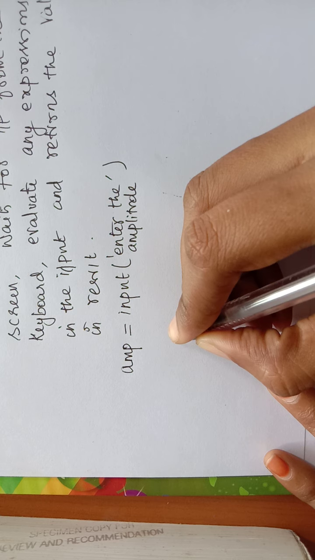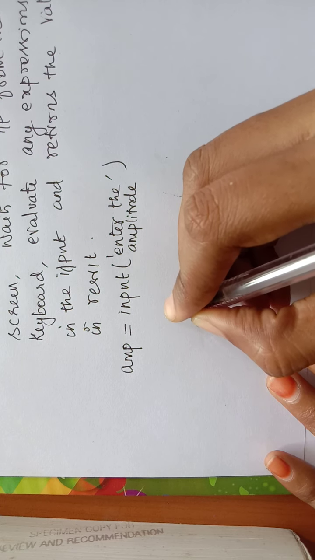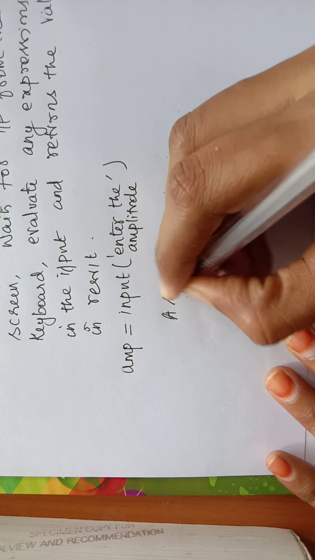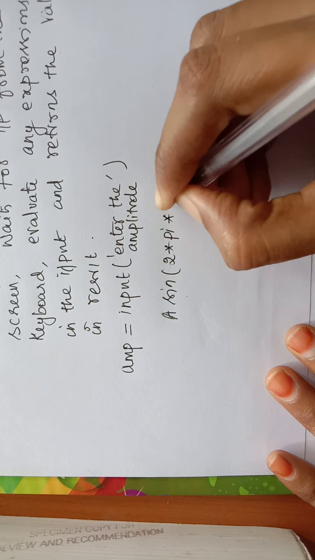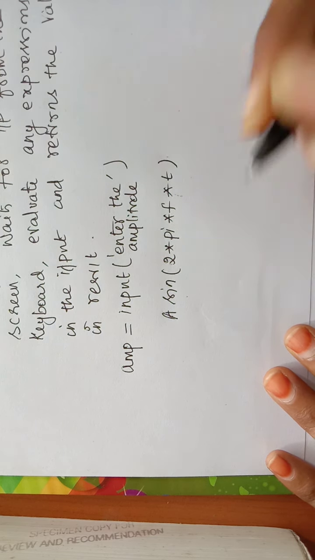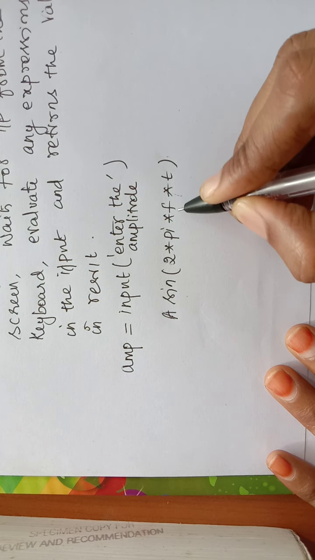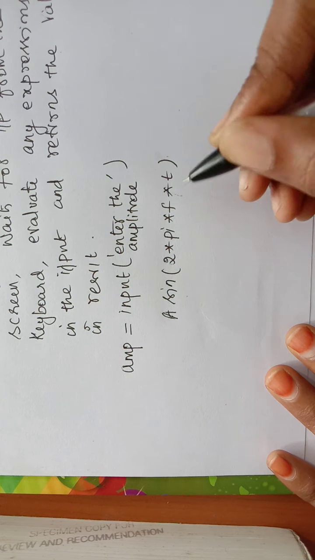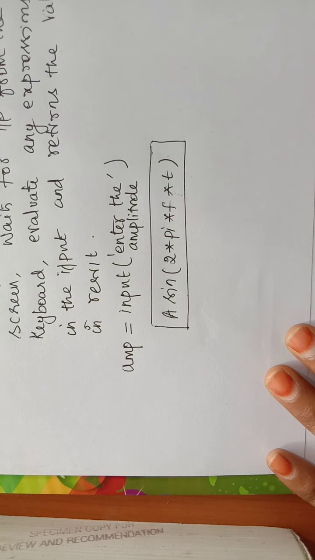So if you want to express a sine waveform, you can use the function A sin(2 pi f t), where A is the amplitude of the signal, f is the frequency, and t is the time duration, the time limit. Okay, so using this mathematical expression, I am going to generate a graphical representation.